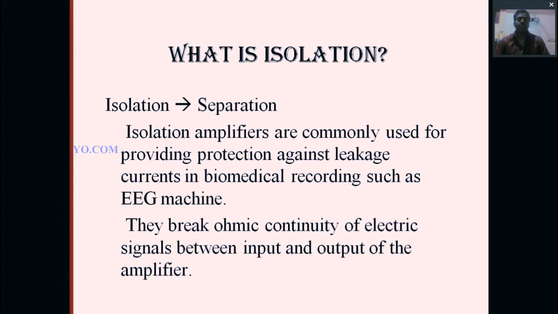So the isolation amplifier just makes a separation between the high voltage and the low voltage. The communication between the low voltage side and the high voltage side is through some medium, not physical contact. That is the isolation. The information is transferred from the low voltage side to the high voltage side by using some medium, not by physical contact. That is called isolation.